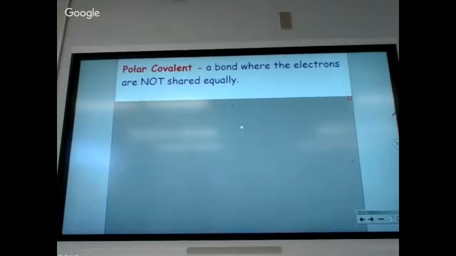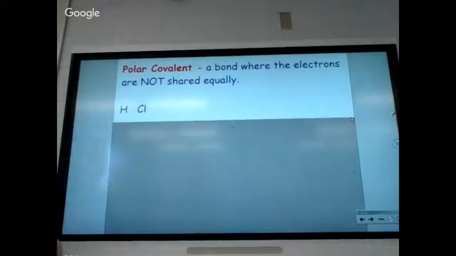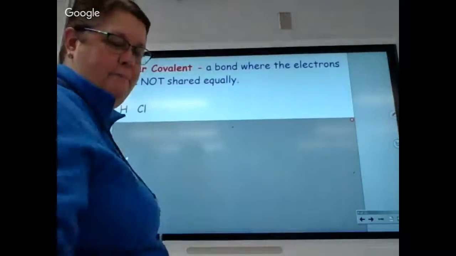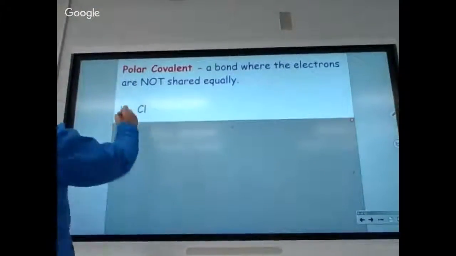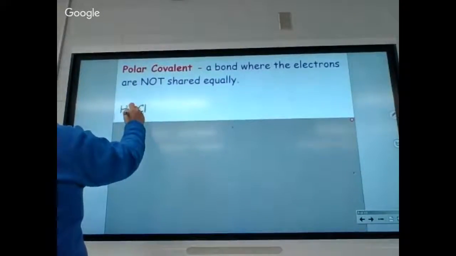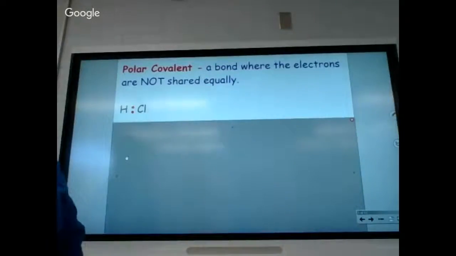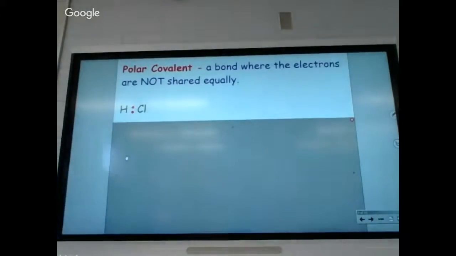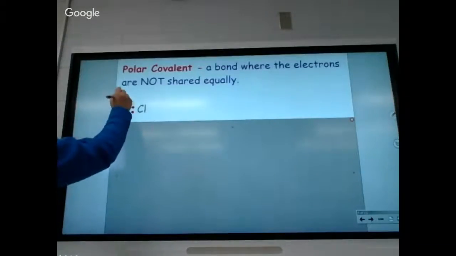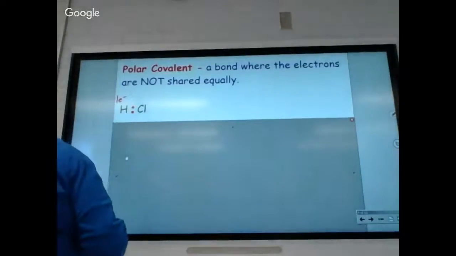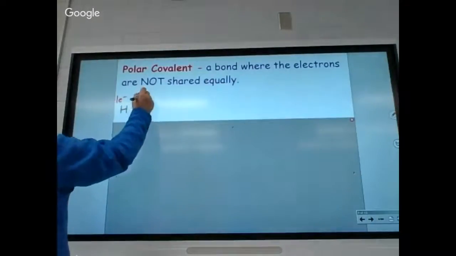Is it like polarization polar? Two different things. All right, so if we have hydrogen and chlorine like we had the other day, and we have two electrons being shared between the hydrogen and the chlorine, we said hydrogen had how many electrons in the outer shell? Do you remember? What group is it in? So it has one electron. How many electrons would chlorine have in its outer shell? 7, because it's in group 17.